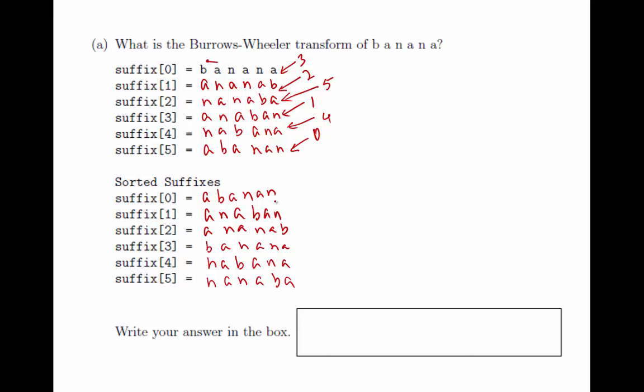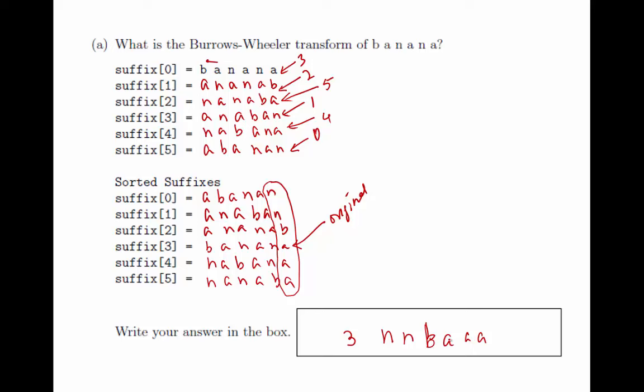Now the Burrows-Wheeler transform is given by the last column of these characters. So I'm going to write that as NNBAAA, and then the location of the original string in the sorted suffix array. So this was the original string, and that's at location 3. Remarkably, we'll show you how we can recover the actual string given this string here.